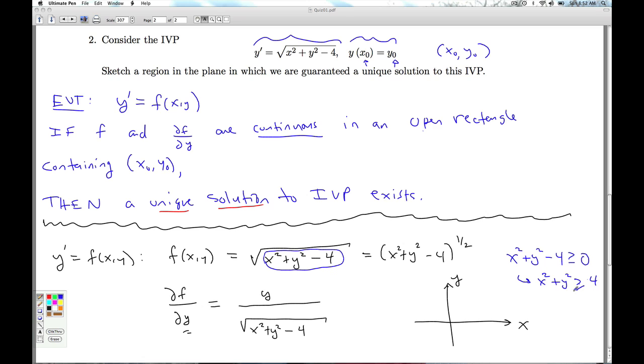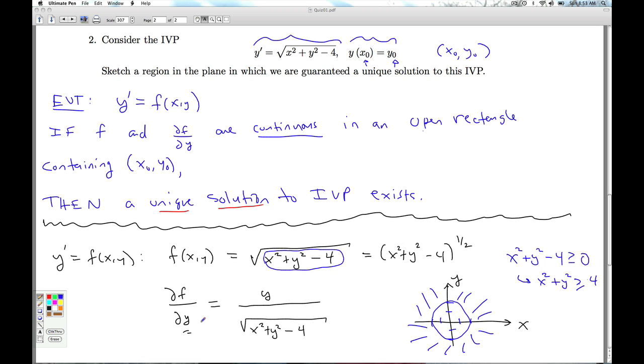So if I look at x squared plus y squared equals 4, that's a circle of radius 2 centered at the origin. So that's where it's equal to 4. Where is it greater than 4? Well, that's going to be outside the circle. Remember, you can always check: if you have a closed curve, you check a point inside, check a point outside, and see which region satisfies the inequality. So this is where f is happy.